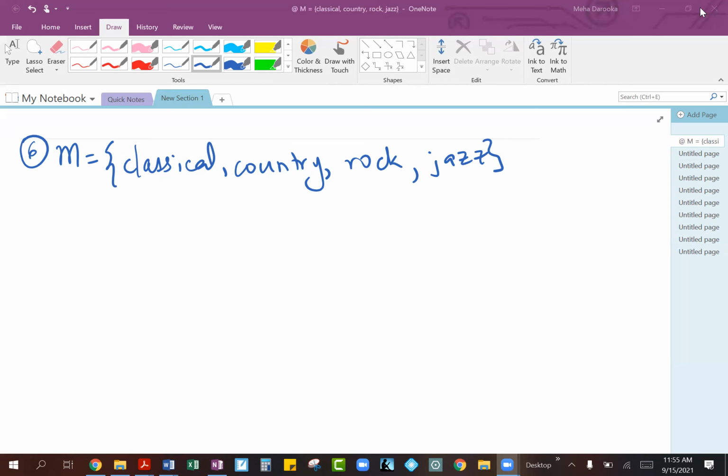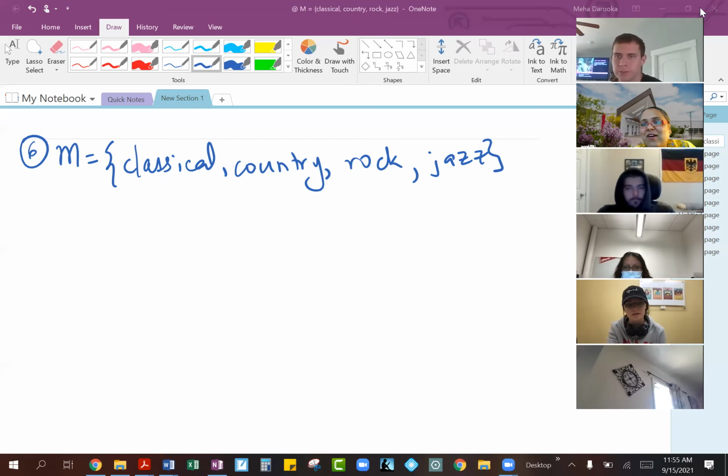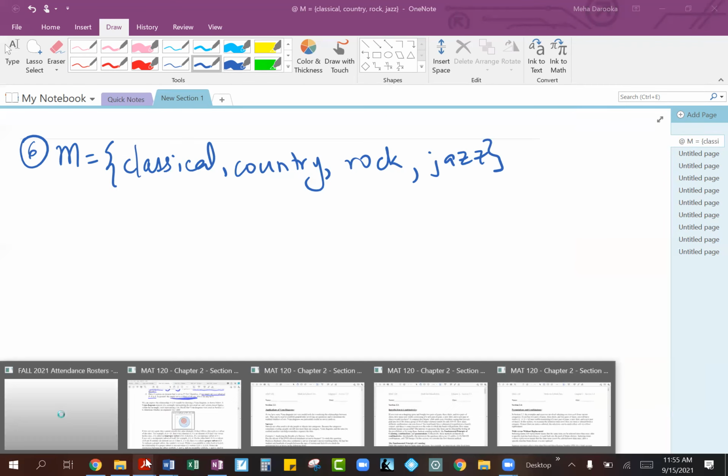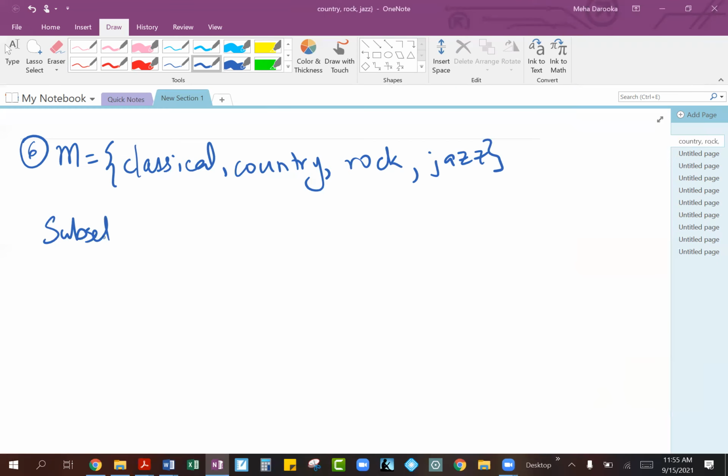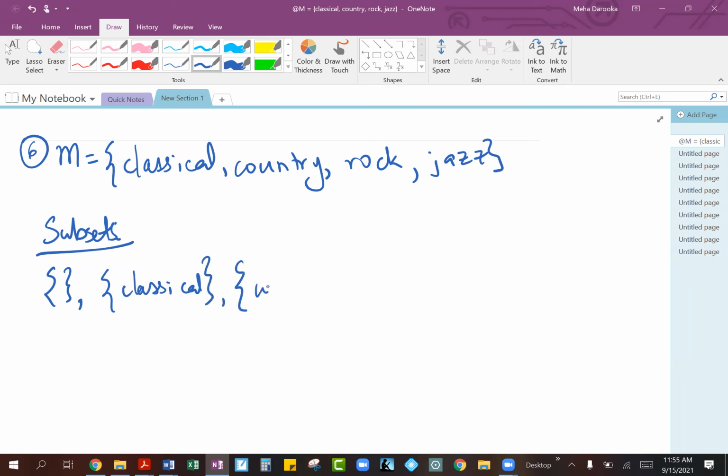Even though Logan had the wrong set, I don't know if you saw her answer, she also included the empty set, because we just talked about that, that an empty set is a subset of all sets. So you can include an empty set as a subset, and then it looks like most of you went with each individual word. So that's classical, country, rock, jazz.